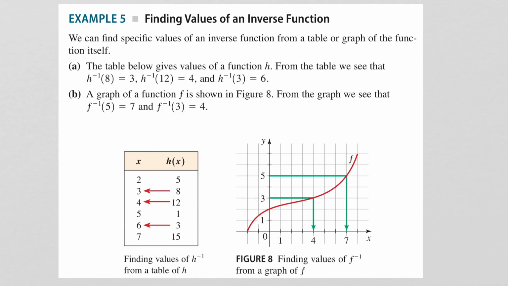So this graph here tells you that if you take the function f and you apply it to the number 4, you will get the y value equal to 3. And if you take the function f and apply it to the number 7, you will get the y value equal to 5. So the inverse function is going to be applied to the y values, and it will take you back to these x values. So for example, f inverse of 5 must be 7, and f inverse of 3 must be 4.